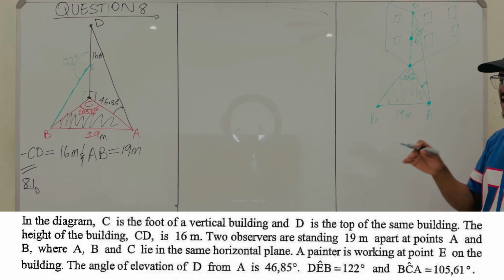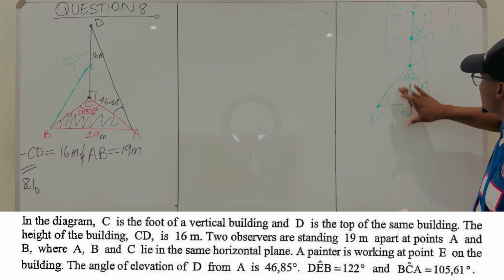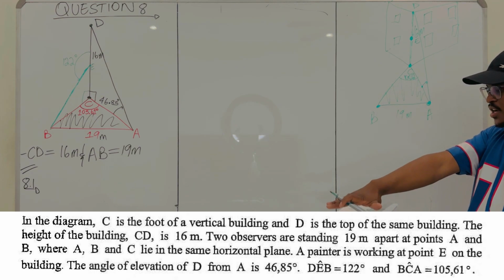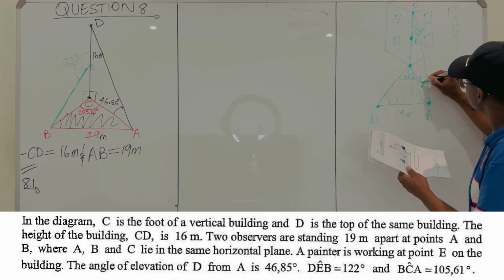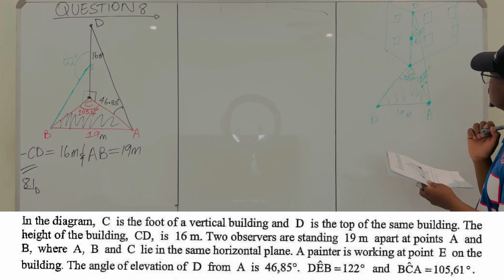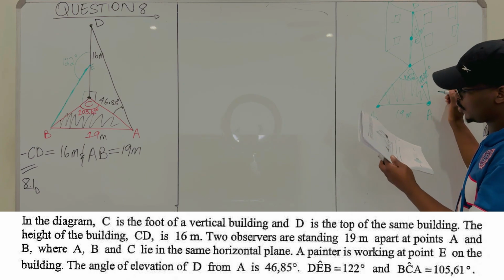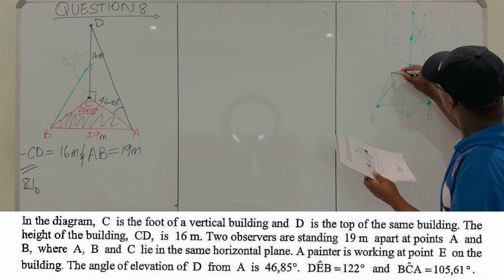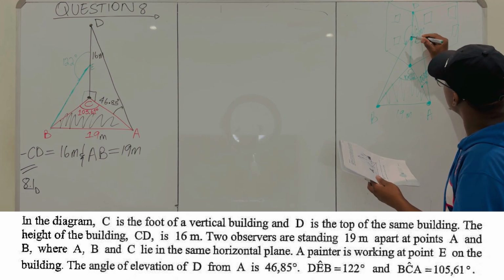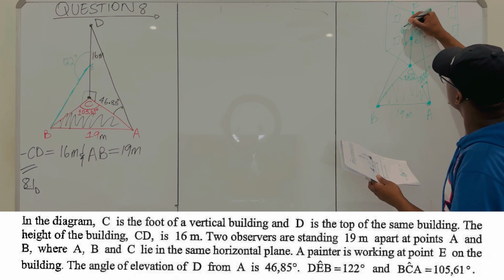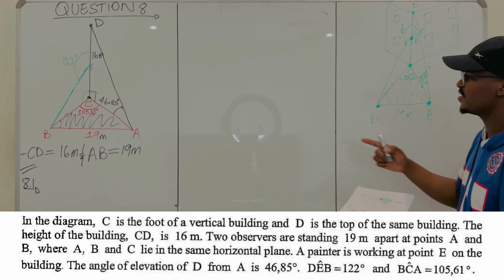So an angle of elevation is the angle measured from the horizontal. So this is the ground, right? This shaded part. So the angle from the ground to point D is 46.85 degrees. And also you are told that of course this guy is looking there, and the angle is this one over here. So we're given this outside angle, which is 122 degrees. That's what we're given.